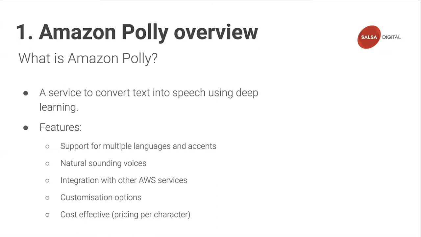So what is Amazon Polly? It's a service offered by Amazon under their package of AWS services. It converts text to speech using deep learning. It was my first interaction with it, and it's really quite good in terms of features as well as ease of use. It provides a nice way of converting text to speech. The main features are that it supports multiple languages and accents.